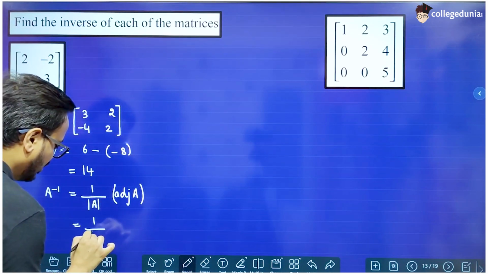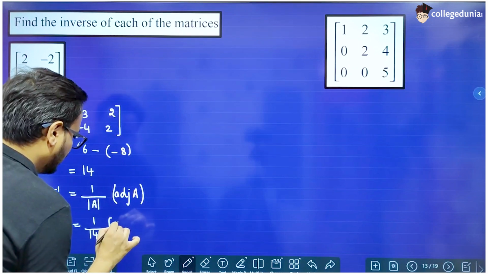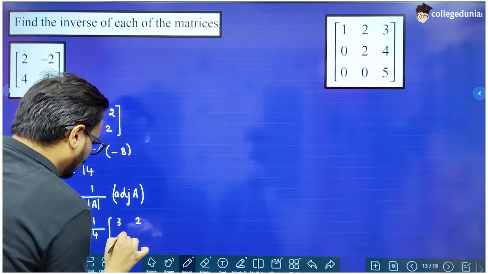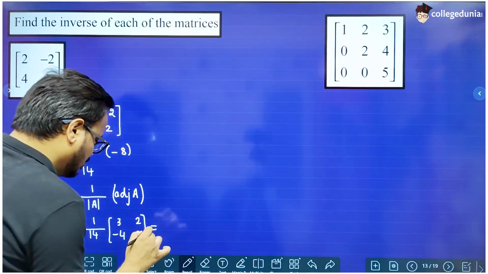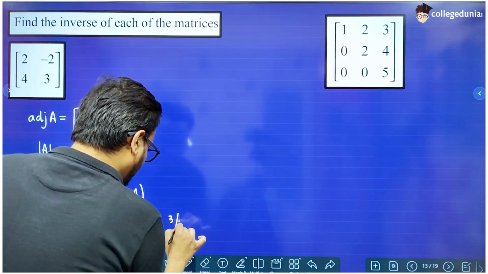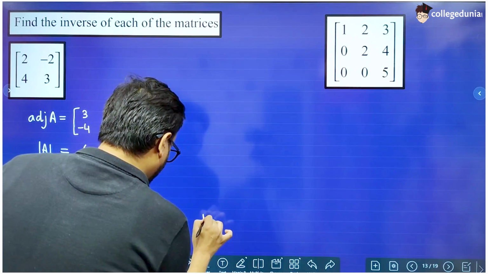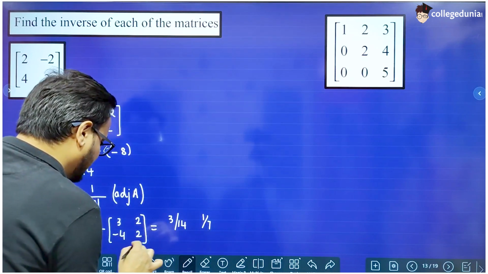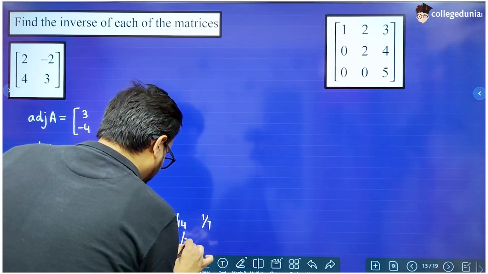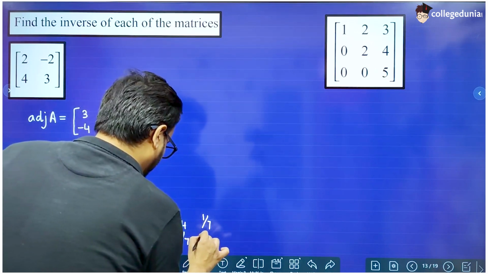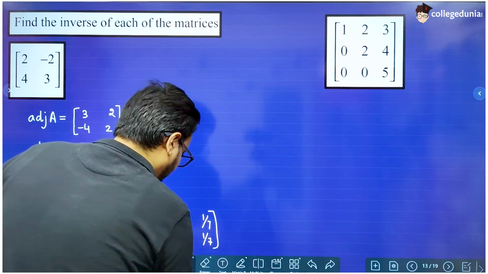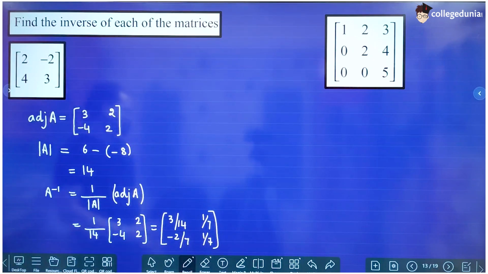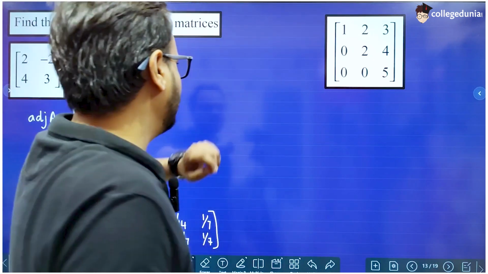So 1 upon 14 into 3, 2, minus 4, 2. So it is 3 by 14, 2 by 14, that is 1 by 7, minus 4 by 14, minus 2 by 7, and 2 by 14, that is 1 by 7. That is the inverse. Okay, now let's find the inverse of this.